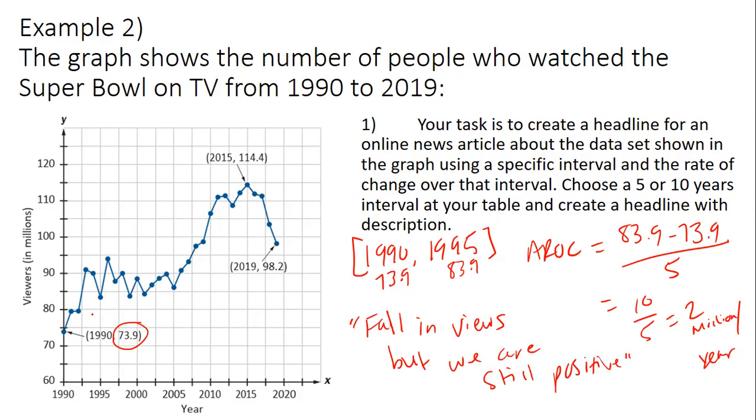Because for mine, even though when I look at the graph, we're increasing, and then what happened in 1995? There's a drastic fall. But overall, based on my average rate of change, it is still a positive incline. Yes? All right, so here we go.